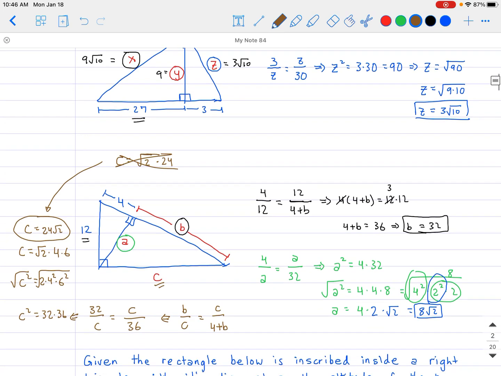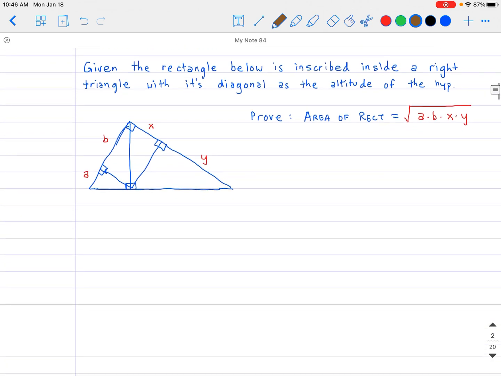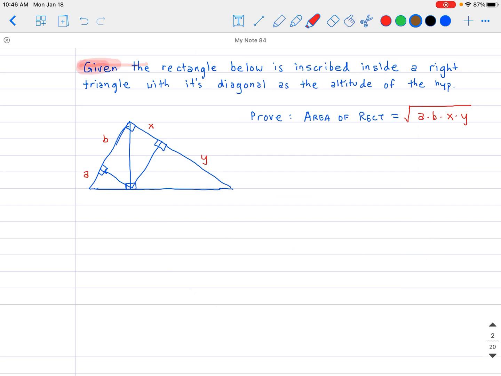Okay. All right, so now let's look at this last one right here, which says that if you have a rectangle below, okay, so given the rectangle, oops, sorry, let's make this a little bit bigger so you can get more in there. Given the rectangle below is inscribed inside a right triangle with its diagonal as the altitude of the hypotenuse. So here you can see that we have our rectangle because of all the right angles. And the diagonal right here is going to be the altitude to the hypotenuse of this right triangle that it is inscribed in.